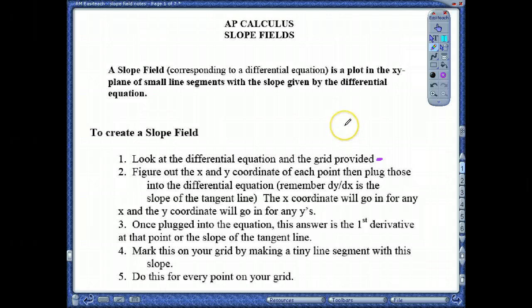So instead of having an equation and finding the slope of a point on that equation, you're given a derivative and you're finding what the slope would look like at each and every point. Now, each and every point on that grid may not be where your particular equation turns out to be, but you'll see what I'm talking about after we do our first little example.